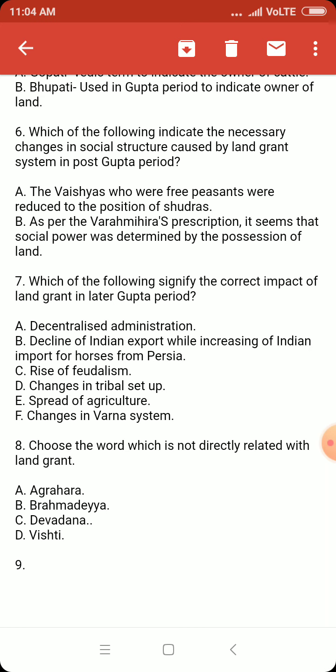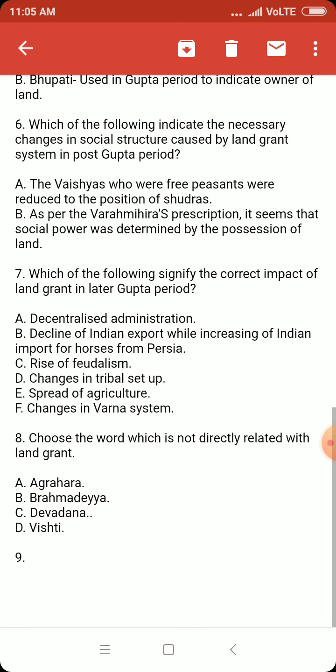This is also one point: whenever land grant became prevalent in ancient India in the post-Gupta period, we have seen a declining trend in trade and commerce. This is one of the reasons. So option A is correct. The Vaishyas who were free peasants were reduced to the position of Shudras, meaning Shudras and Vaishyas both were involved in cultivation in this period. Mainly, I'm not telling you that all the Vaishyas were involved in cultivation. There was some portion of trade and commerce also, but many were.